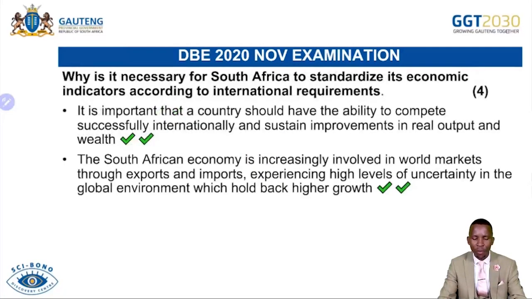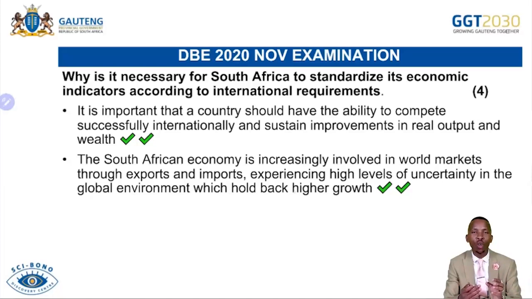Why is it necessary for South Africa to standardize its economic indicators according to international requirements? Then let's check. It is important that the country should have the ability to compete successfully internationally and sustain improvements in the real output and wealth. And then we continue. The South African economy is increasingly involved in the world market through exports and imports, experiencing high levels of uncertainty in the global environment, which hold back higher growth. So it is very important for the country to standardize, or simply comply with those indicators in the global market, with the benchmark that is set by international organizations.